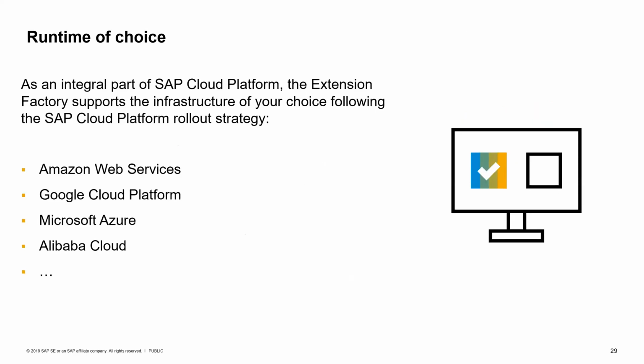So I said at the beginning, the SAP Cloud Platform Extension Factory is an integral part of the Cloud Platform, and as such it follows the overall SAP Cloud Platform strategy when it comes to supporting different runtimes. At the moment we have it on Cloud Foundry, and so that's with Amazon Web Services. The S/4HANA Foundation side of the Extension Factory also supports Google Cloud Platform and Azure, and so they're bringing these two visions together, and the runtime of choice will grow for you.